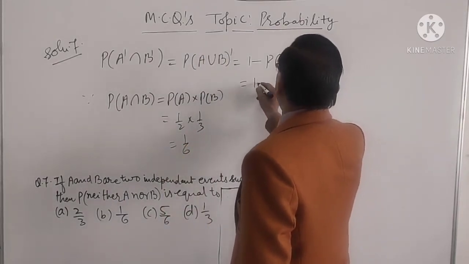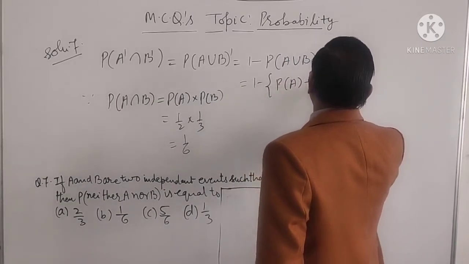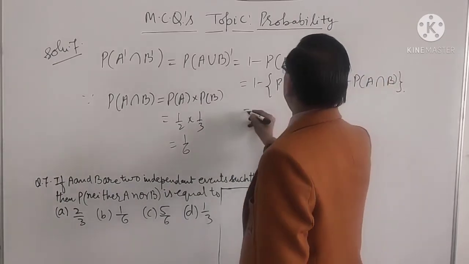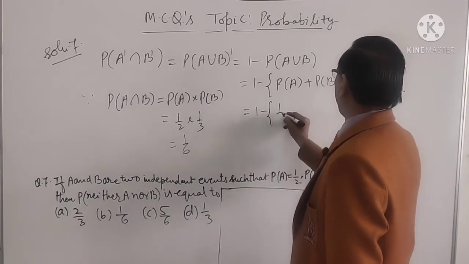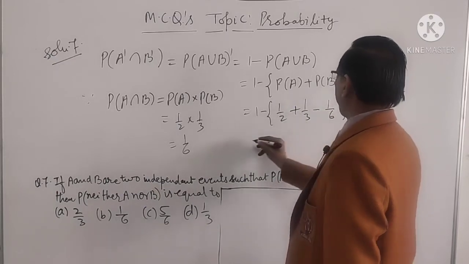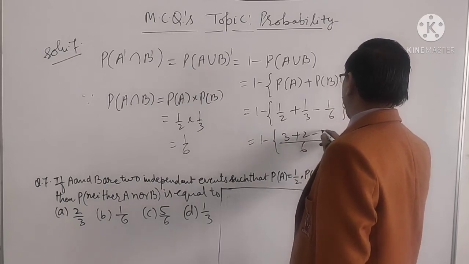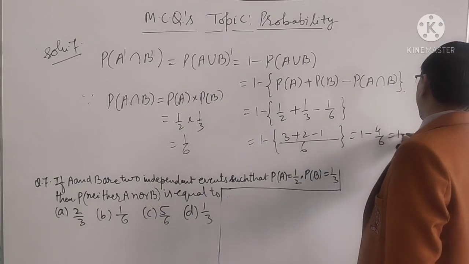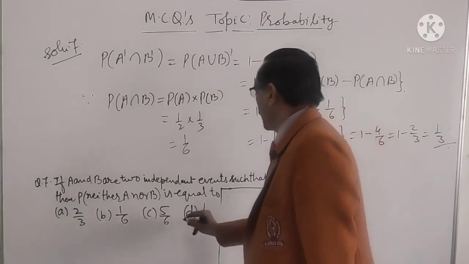There is a formula: 1 minus (P(A) plus P(B) minus P(A intersection B)). P(A) is 1 by 2, P(B) 1 by 3 minus 1 by 6. Now it is 1 minus, LCM 6, (3 plus 2 minus 1) by 6, or it is 1 minus 4 by 6, 1 minus 2 by 3, it is 1 by 3, and D option is correct here.